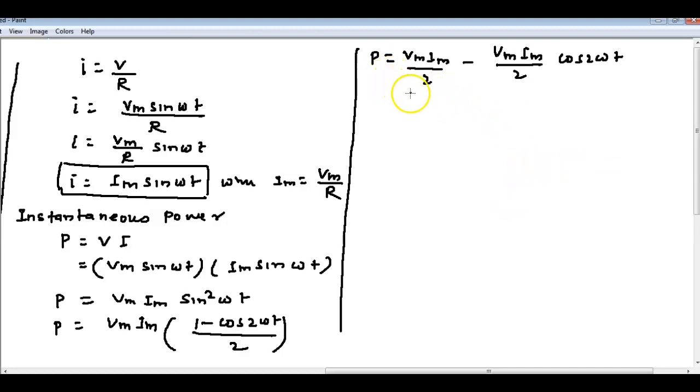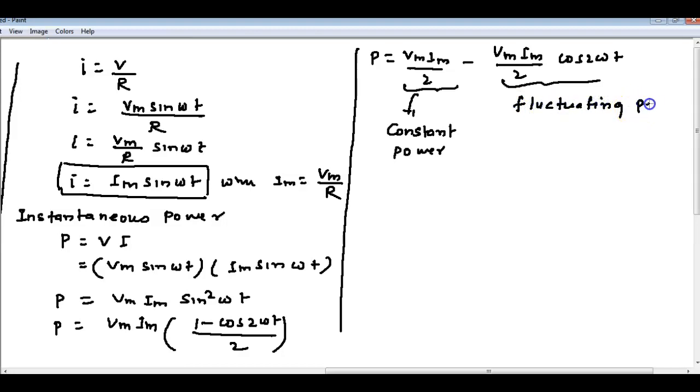This is the first term, this is the second term. The first term is called the constant power, because it does not depend upon time. And the second is called the fluctuating power, because fluctuating means changing with time, with the frequency.